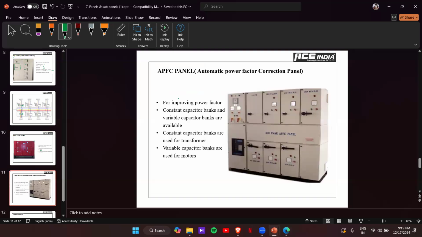Then the next one is called APFC panel. APFC means Automatic Power Factor Correction Panel. When we discussed power, we discussed three types: apparent power, active power, and reactive power. Apparent power means the maximum power or the maximum current rating which you'll be getting.